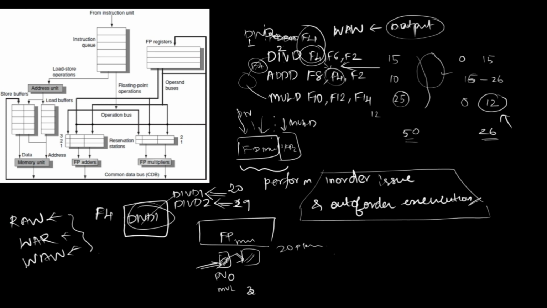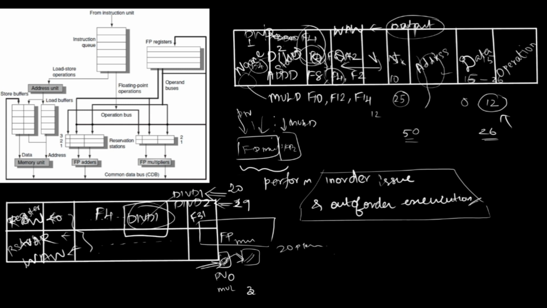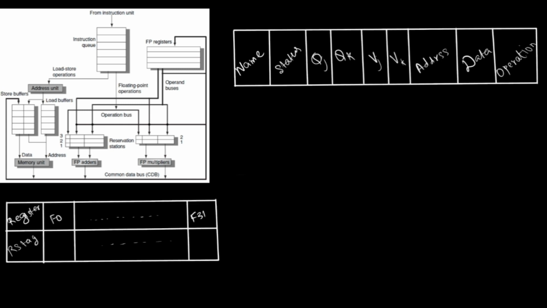So we call these data structures bookkeeping operations. It's just because it's like a temporary register. It's going to keep its value till the operation is executed, so we call them bookkeeping operations. The first one is the reservation station. This is the format of the reservation station.